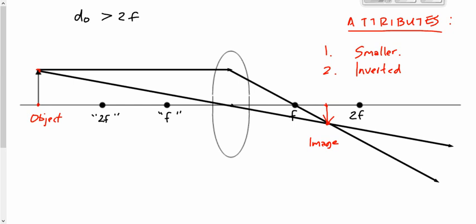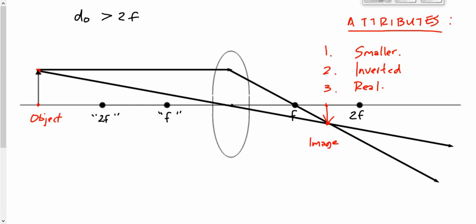Now the third one is the trickier one. The third one is based on the image and whether it can be projected or not. We're going to say it's either real or virtual. And in this case, it's a real image. That means that it can be projected onto a screen.